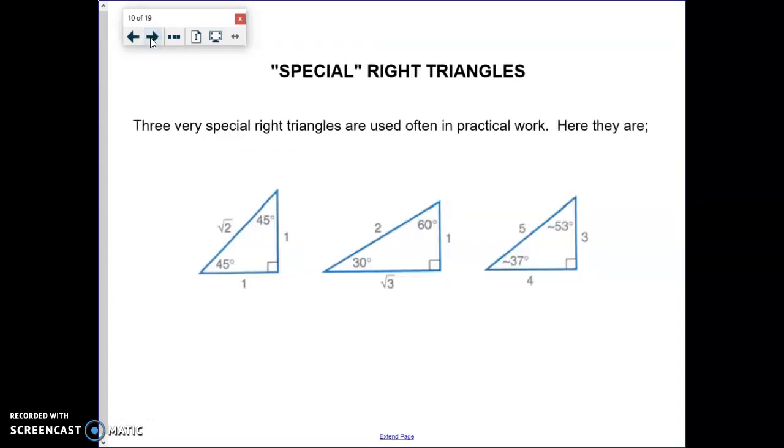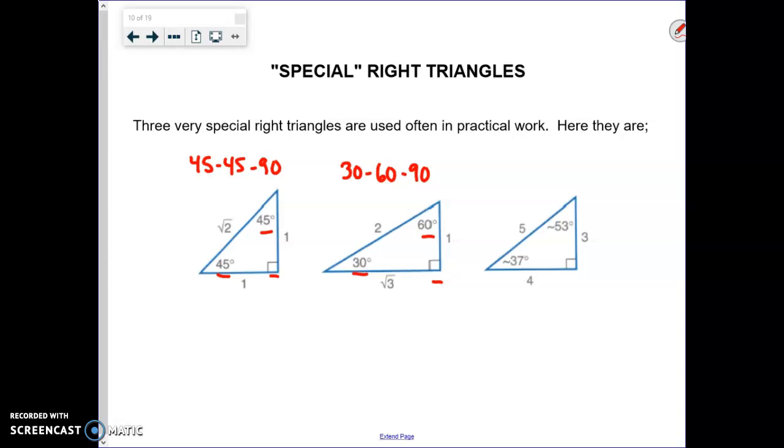Now, here are our three, what we call special, I know you can't see them, I'm making the air quotes, special right triangles. There are three of them. They show up a lot, like I said, in manufacturing, construction, anything that you have to make something or measure something. The first one's called the 45, 45, 90 triangle because it has a 45 degree, 45 degree, and then a right angle. Okay? The next one's called a 30, 60, 90 right triangle.